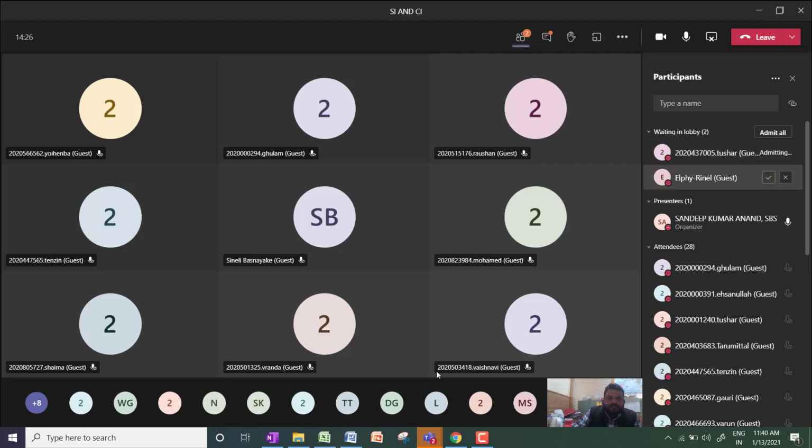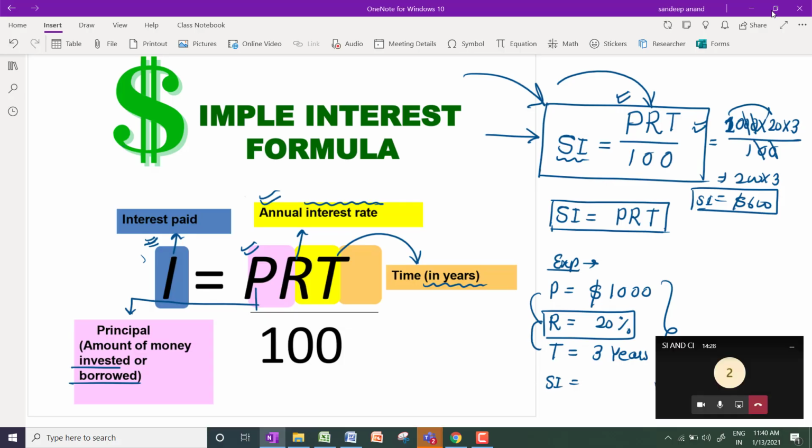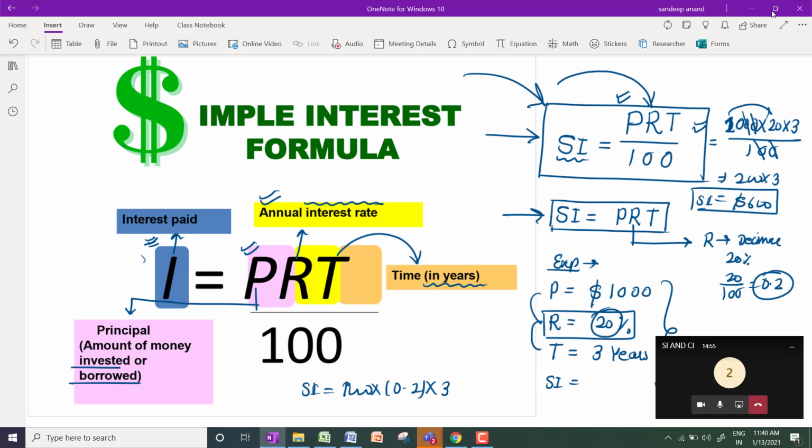It is very easy to calculate and easy to remember as well. What happens in the other case? If you want to use PRT, first you have to convert R into a decimal. So you convert 20%, 20 divided by 100, and use 0.2. Then your simple interest is P, 1000, R in decimal form 0.2, and time, which is 3. You'll get the same result, but every time you first have to convert R into a decimal.